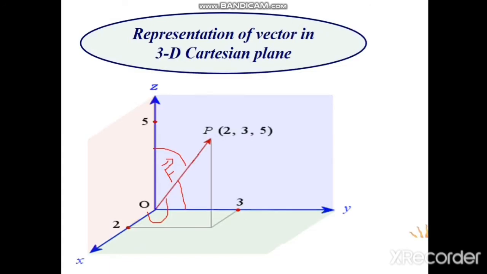It means that to reach a point P, 2 units along the x-axis, 3 units along the y-axis and 5 units along the z-axis must be travelled. So to reach a point, 2 units along x, 3 units along y and 5 units along the z-axis must be travelled in this case.